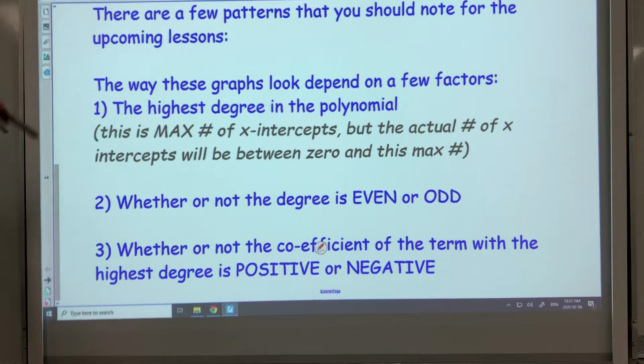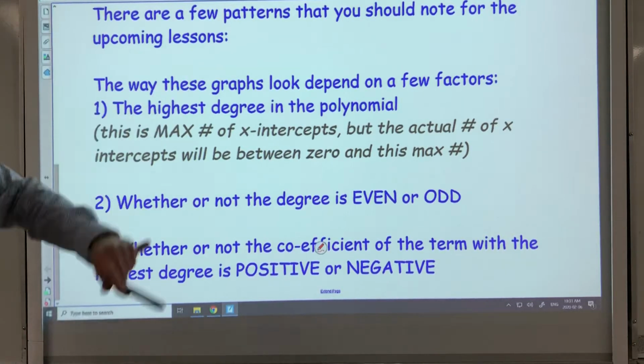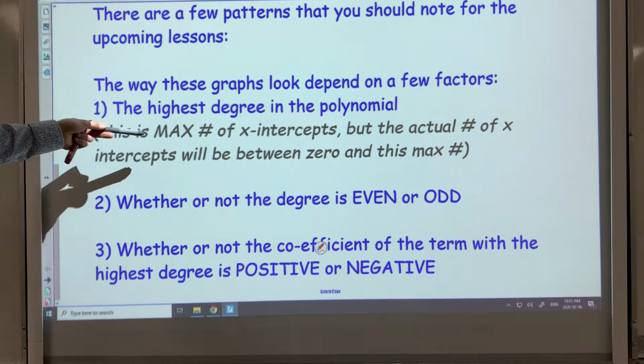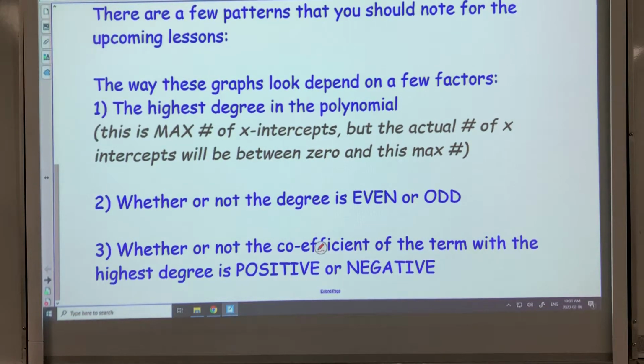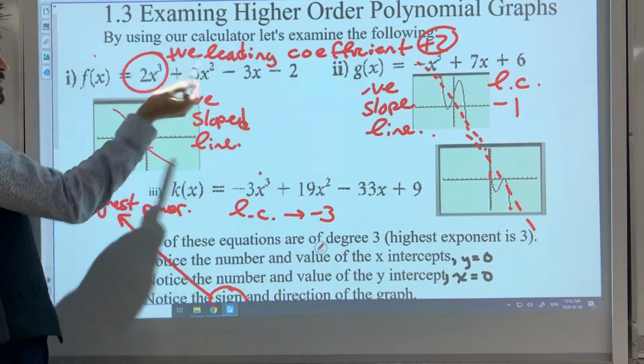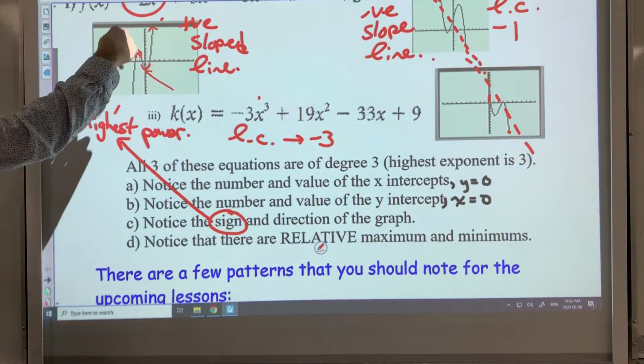And let's just quickly go through one more time. So the way these graphs look depends on a few factors. The highest degree in the polynomial is the max number of x-intercepts, but the actual number of x-intercepts will be between 0 and that maximum number. Whether the degree is odd or even will change the shape of the graph, like the end behavior.